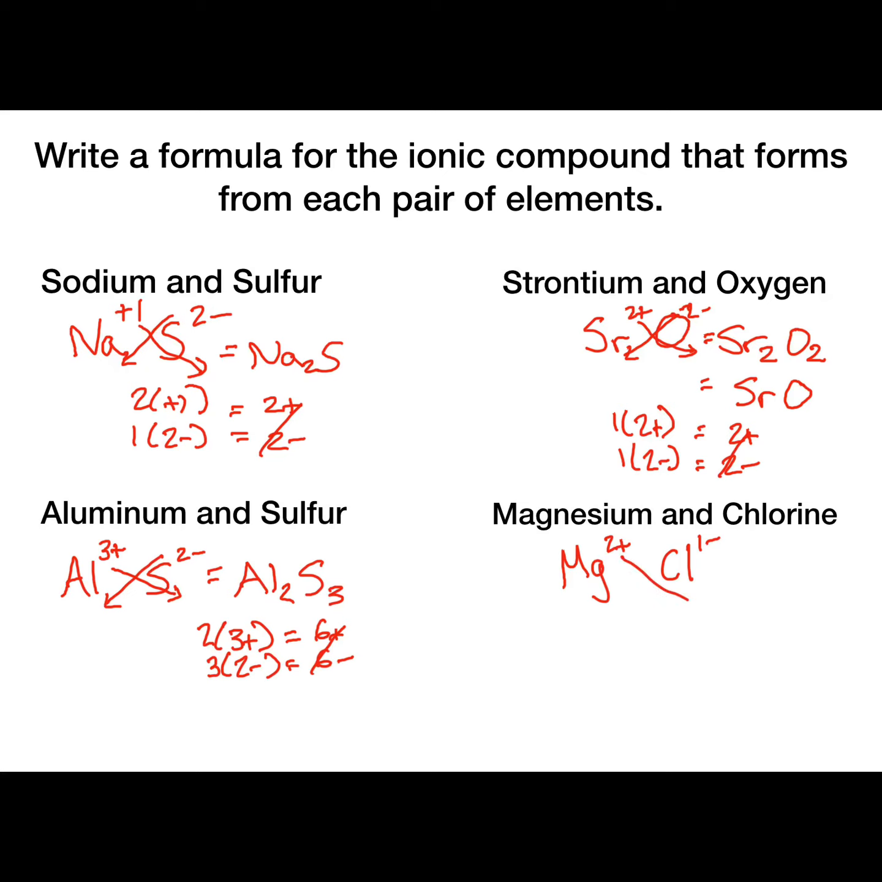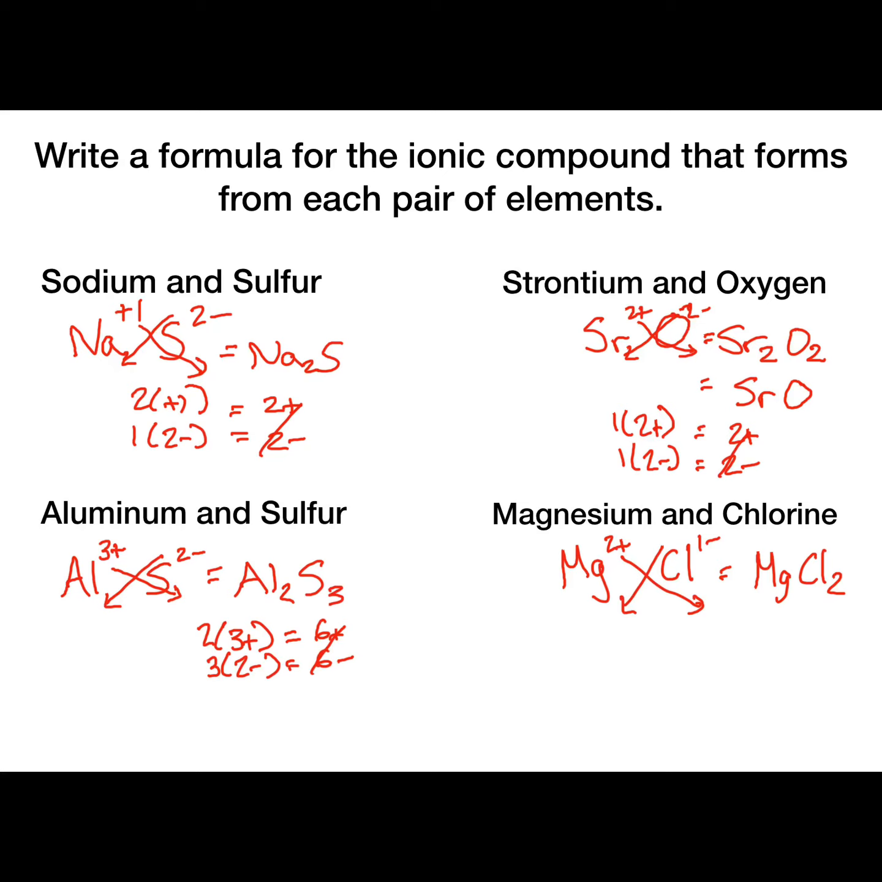Now we're going to crisscross these charges. So we get MgCl2. Now that is the most simplified version. It cannot be simplified further than that.